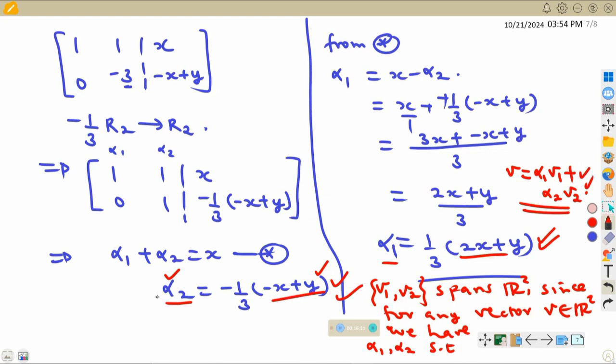But now let us look at the case in which this would not be possible. For example, in case here you have a 0, then it means your system has got no solution. And if it has no solution, then clearly you cannot write that V as a linear combination of V1 and V2.